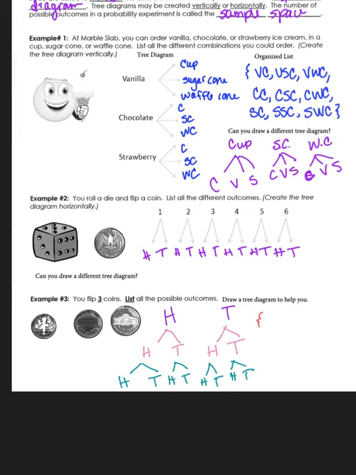So I'm going to put that in a list. So I can do heads, heads, heads, or heads, heads, tails, heads, tails, heads, heads, tails, tails. Or I could get tails on the first one, and that would be tails, heads, heads, tails, heads, tails. Or I could get tails, tails, heads, or tails, tails, tails. So there were 8 possible combinations.